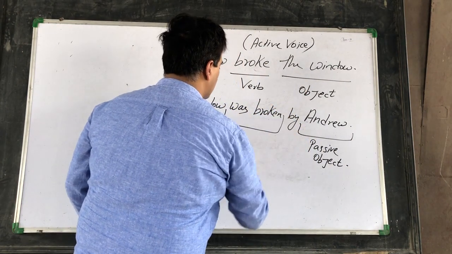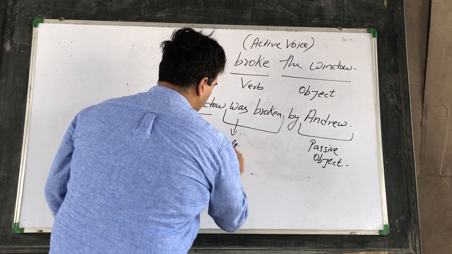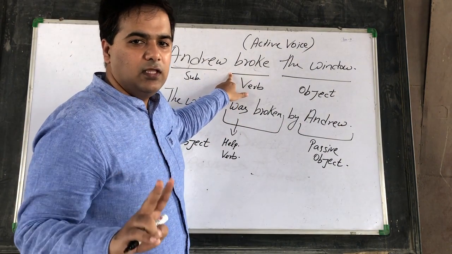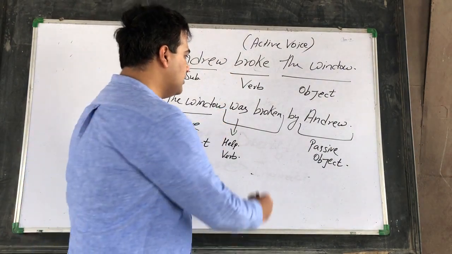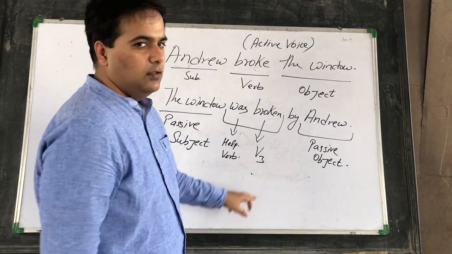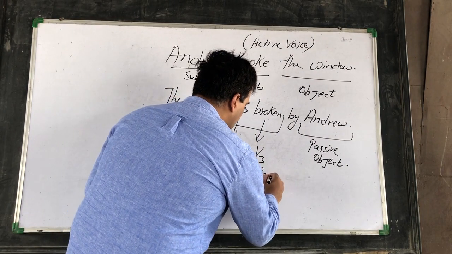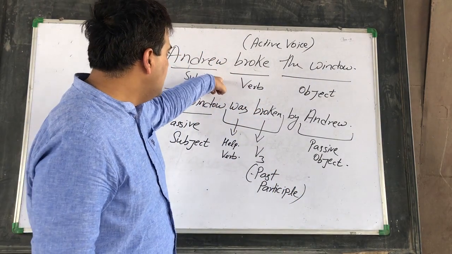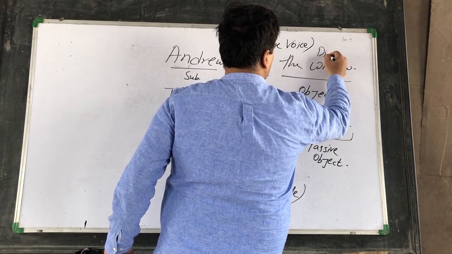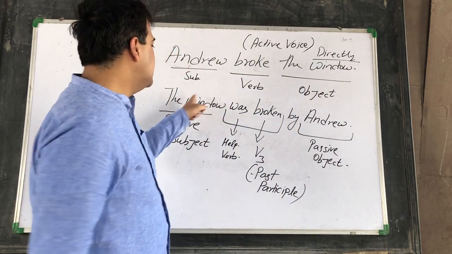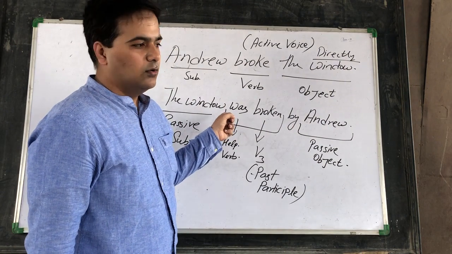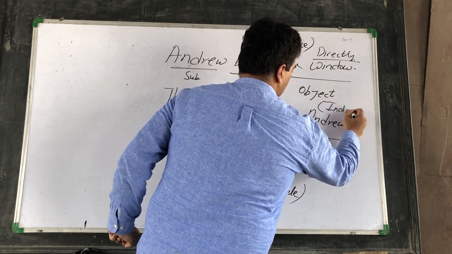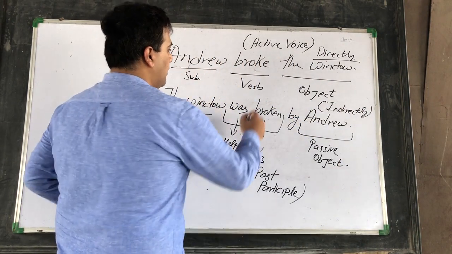Our verb is also changed. A new helping verb is added: was, according to the tense, because broke is the second form of the verb and it tells us about the past tense. So was is added and now the main verb of the sentence is changed into the verb's third form. The verb's third form is known as the past participle. In the first sentence, the work is done directly by the subject. In the second sentence, the window is not breaking itself, no, it is still done by this person. So we can say the work is done indirectly by the subject, which becomes the passive voice.